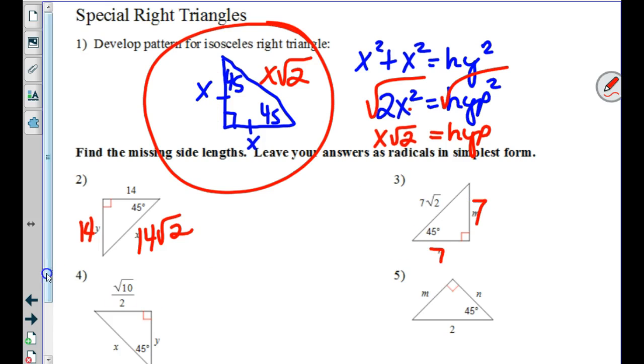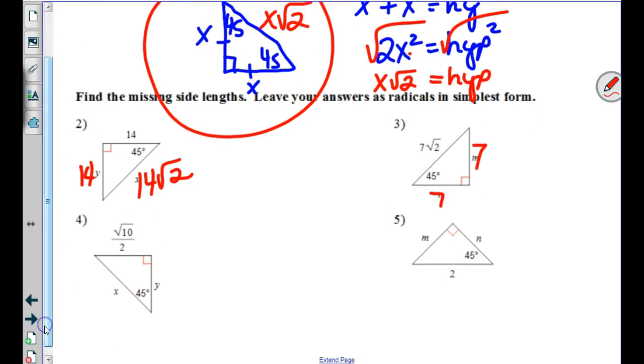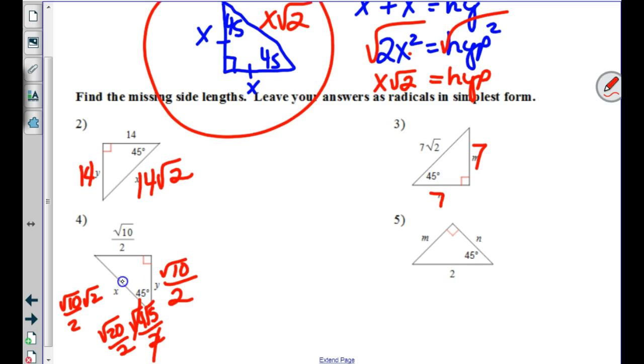Okay. Now they get a little bit trickier. If this leg is square root of 10 over 2, the other leg is also square root of 10 over 2. And what do we do to get the hypotenuse? Yeah, we multiply by root 2. So square root of 10 over 2 times the square root of 2 would be square root of 20 over 2, but 20 is 4 times 5, and the square root of 4 is 2, so that'll divide out the 2 in the denominator.